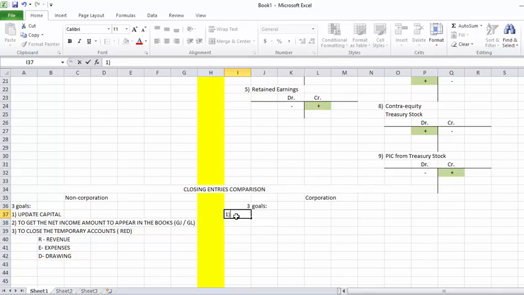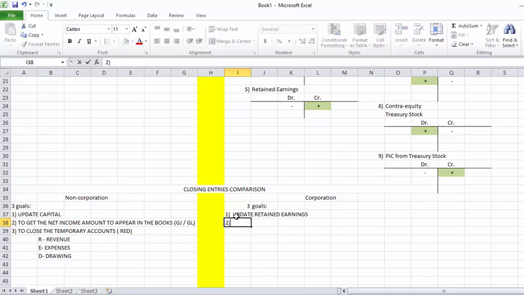So when it comes to investment, instead of using capital, we're now going to use common stock or preferred stock or generic capital stock. When it comes to earnings, instead of closing income summary into capital, we're going to close into retained earnings. So retained earnings is basically going to take over the job of capital in the closing entry process. So, having said that, goal number 1 of closing entries now is to update retained earnings.